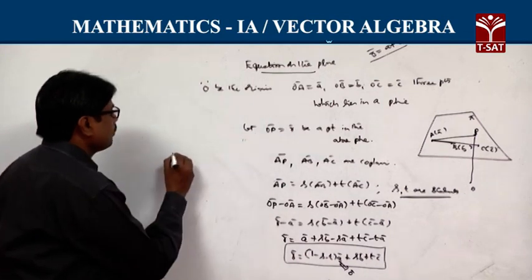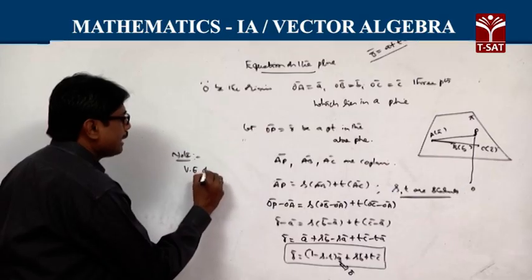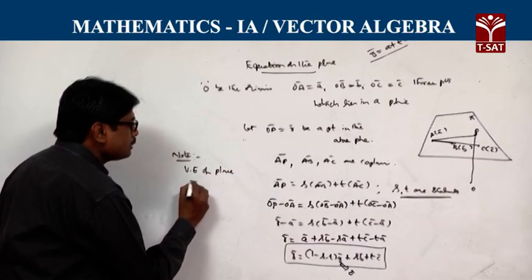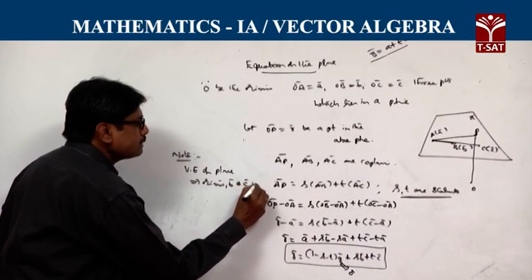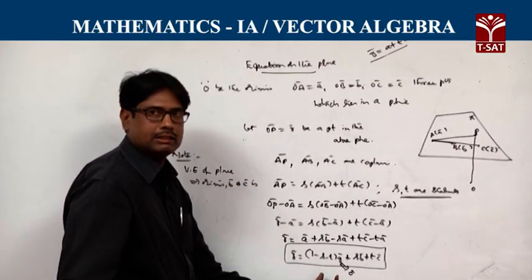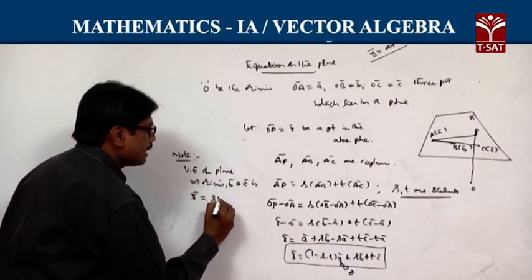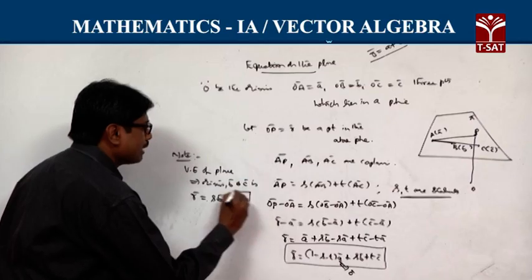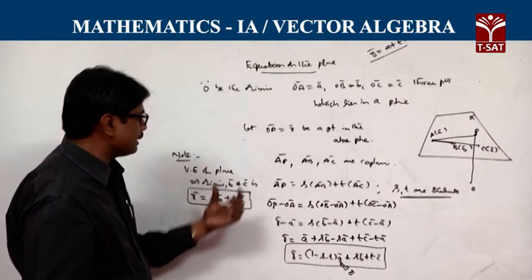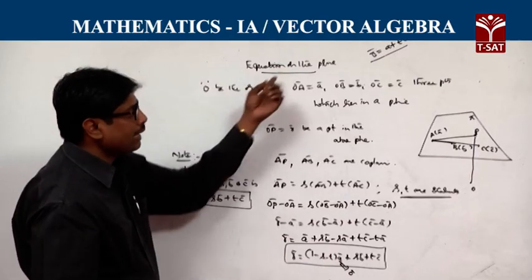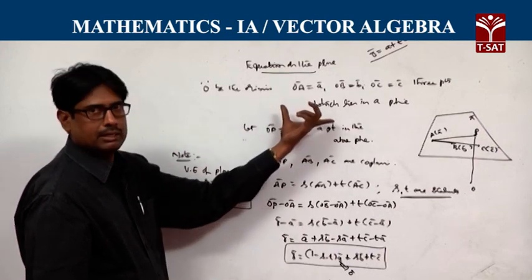Therefore, you can write one note: the vector equation of the plane passing through the origin, B bar and C bar, is, in the place of A bar replaced by the origin, the equation becomes R bar is equal to S B bar plus T C bar, where S and T are scalars. Remember, a plane is constructed by 2 scalars, a line is constructed by 1 scalar or 1 parameter; a plane has 2 parameters.